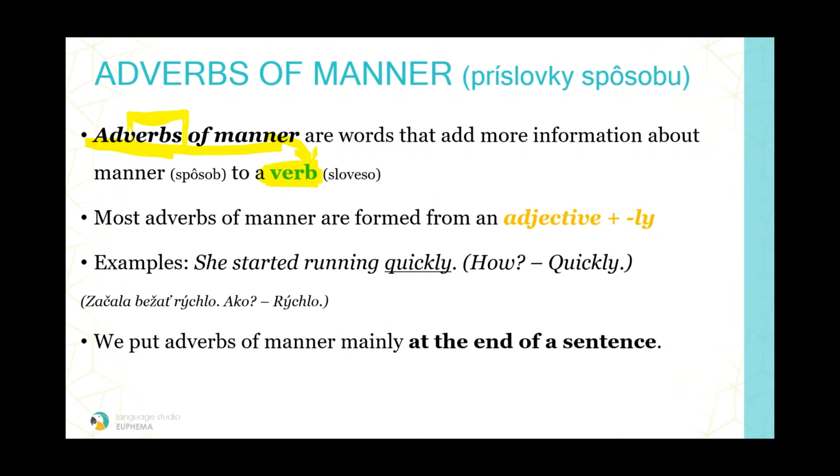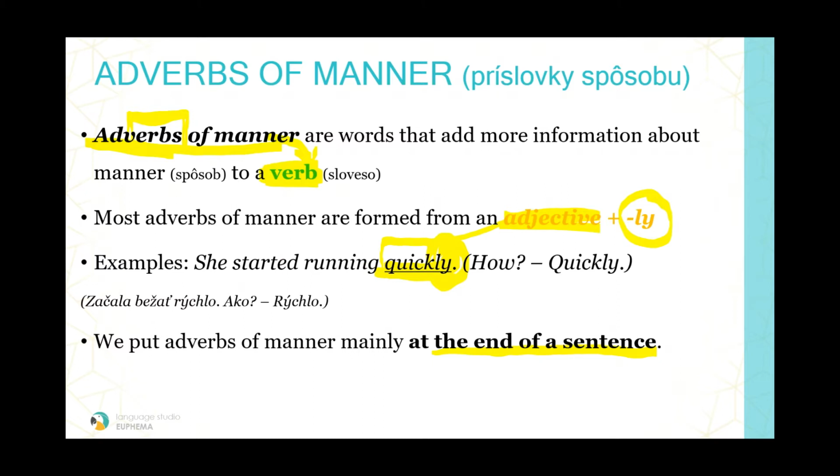Most adverbs of manner are formed from an adjective plus the ending ly. For example, she started running quickly. Quick is an adjective, and ly is this ending that we have to put there. So she started running quickly. Also, take a look at the position of quickly. We put adverbs of manner mainly at the end of a sentence. As you can see here, she started running quickly.